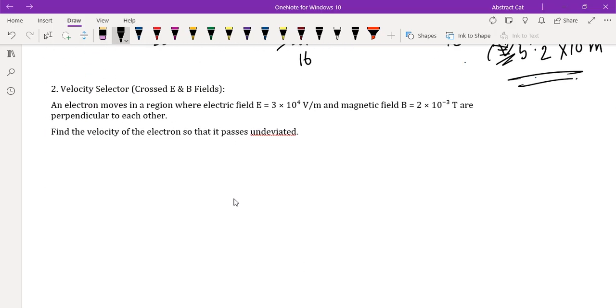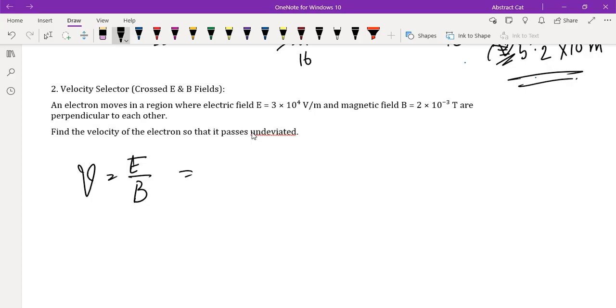Now, next question. Velocity selector, crossed E and B field. An electron moves in a region where the electric field is 3 into 10 to the power 4 volt per meter and the magnetic field is 2 into 10 to the power minus 3 Tesla, means 2 millitesla, are perpendicular to each other. Find the velocity of the electron so that it passes undeviated. You know the formula: velocity equals E by B.